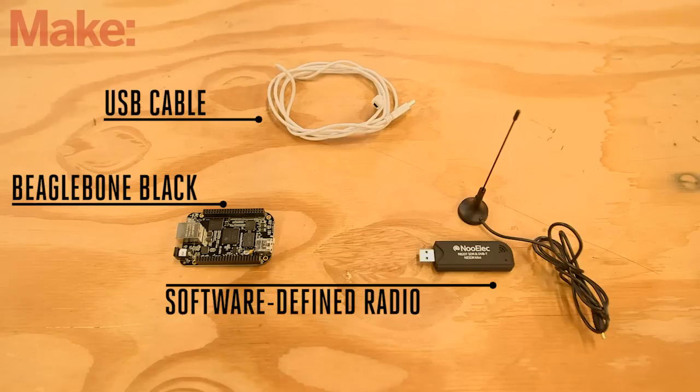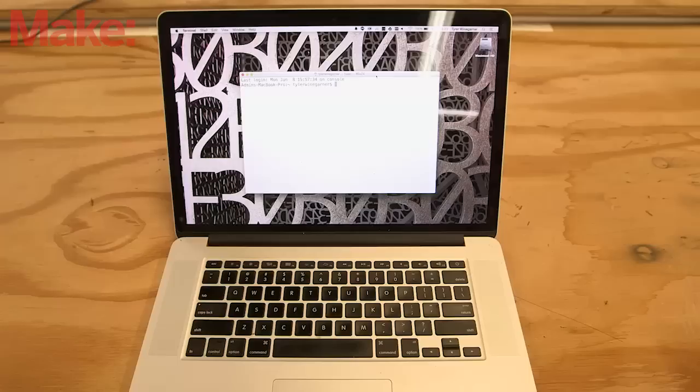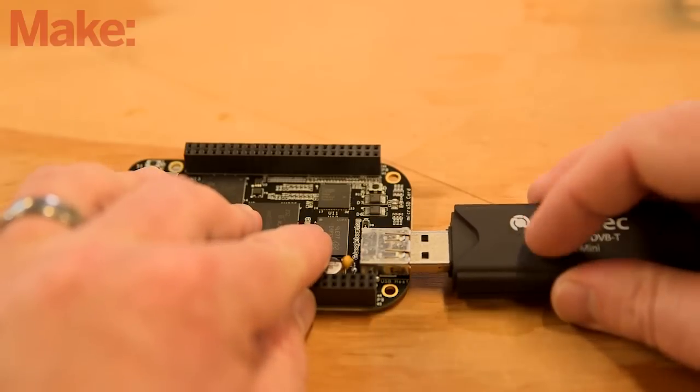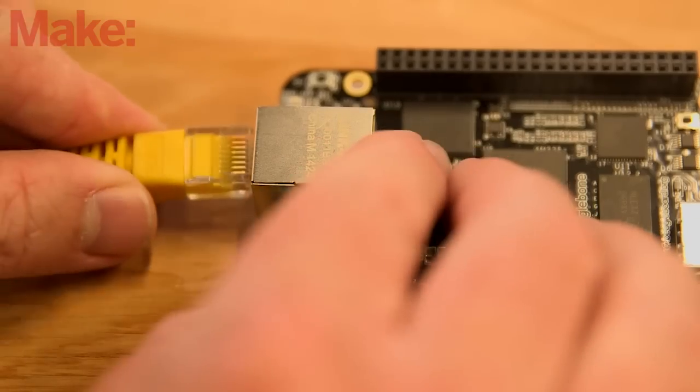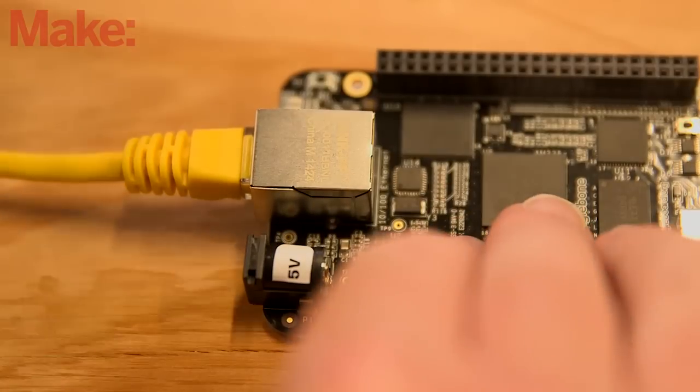You'll need the following parts to build this project. And the only tools you will need are a computer to configure the BeagleBone and the software it will run. Start by plugging in the SDR dongle, the Ethernet cable, and the USB cable to power the BeagleBone Black.